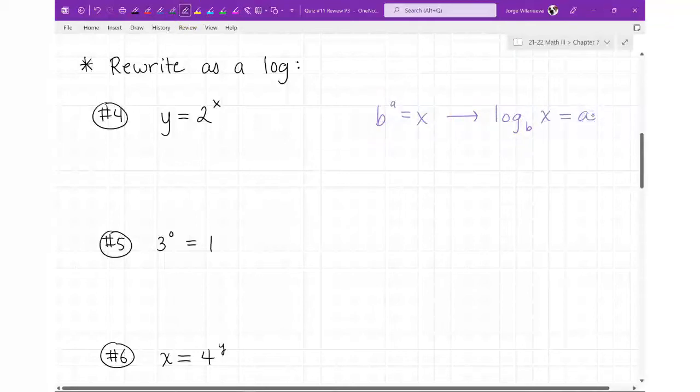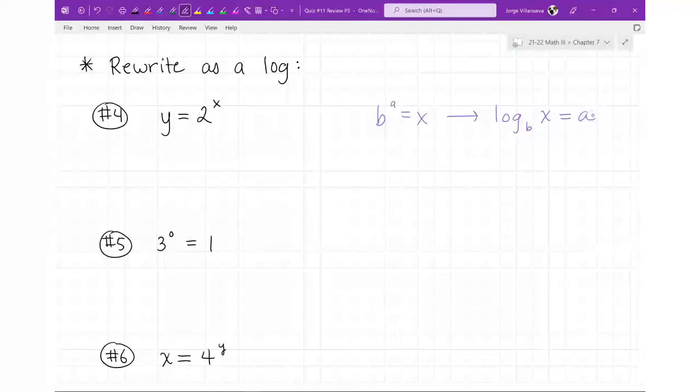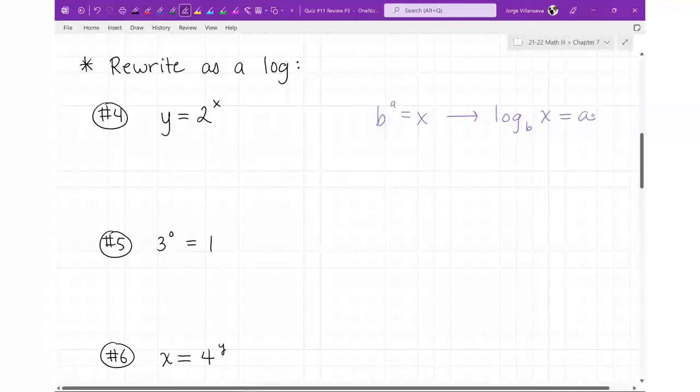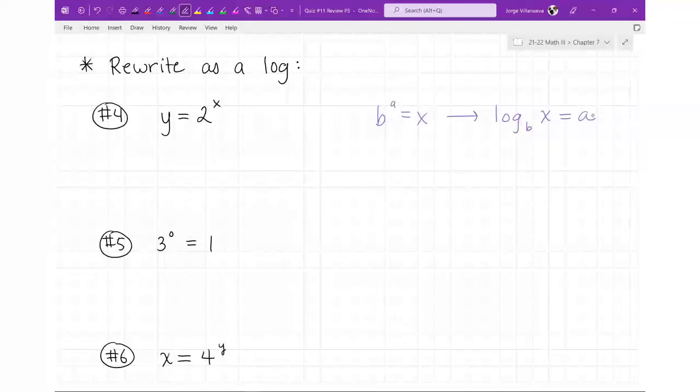Remember, the power on b to the a goes at the very end of the log. And the x value is just inside of the log, and the b value makes sense. It's base. We use b for base, so you're going to put that towards the bottom. So all we're doing is going backwards. You're not going to have to calculate anything. You just have to rewrite it. Okay? So y equal to 2 to the x. Remember, my power is x. My base is 2. So this is what I'm going to write.